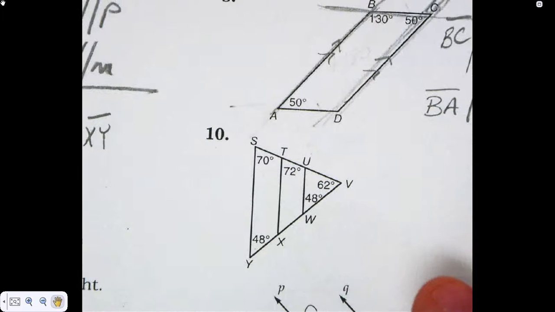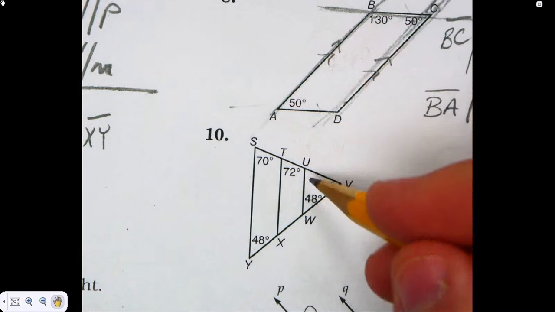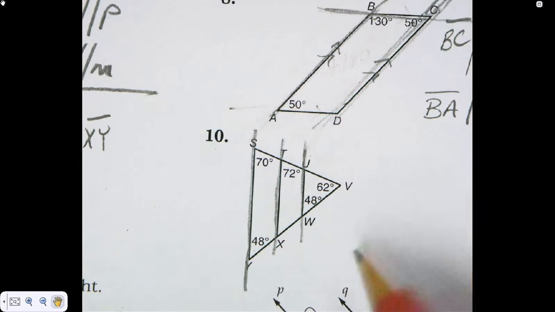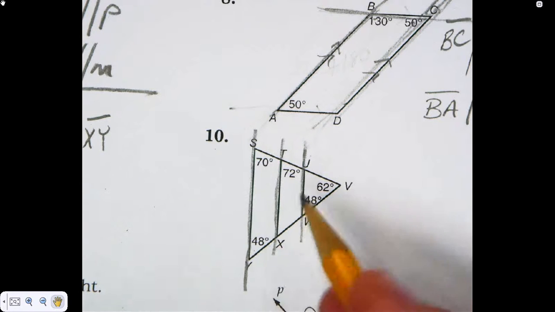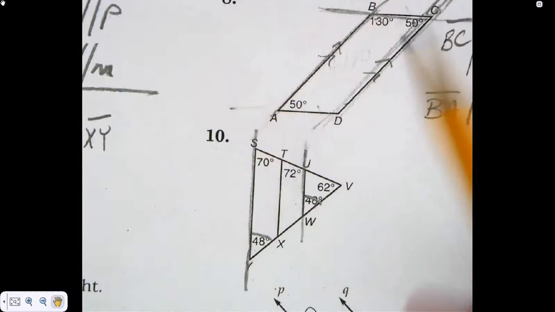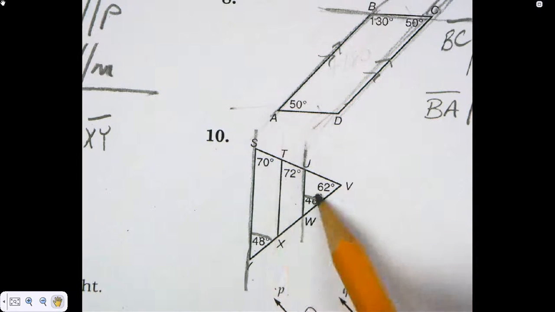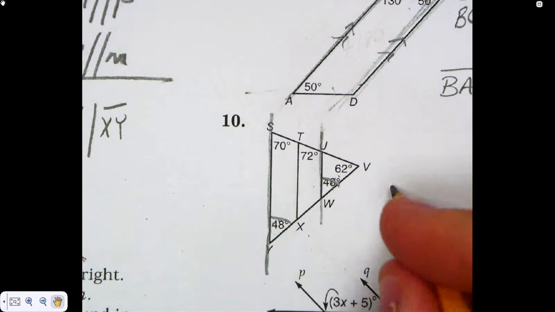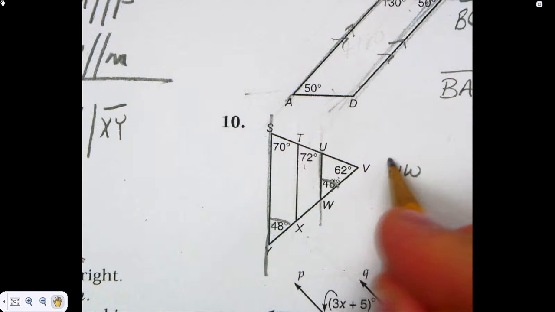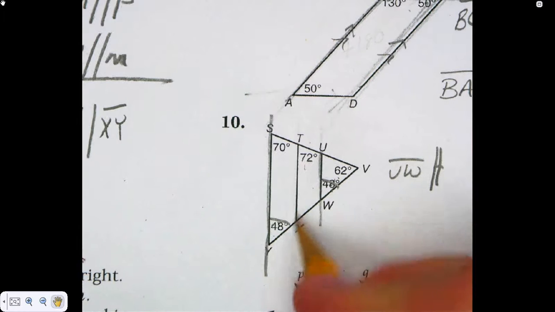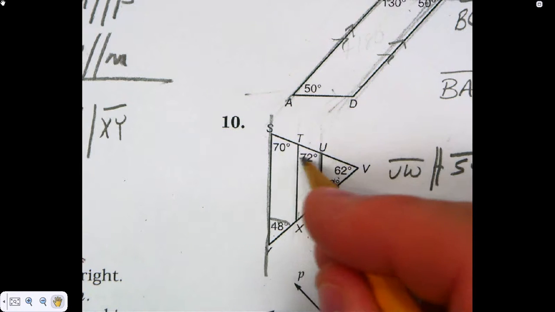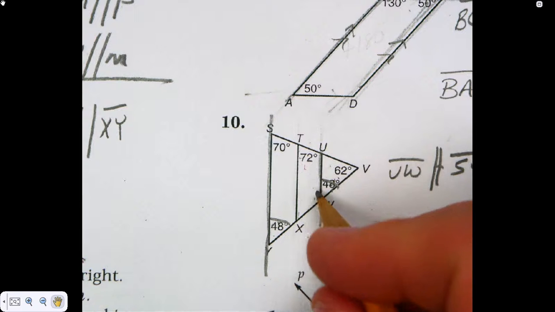Look at number 10. These are the ones we need to consider for being parallel, correct? Only do two at a time, though. Do you see any angles that relate to the other? 48 and 48. These two are congruent. What are those? How do they relate to each other? Erase the middle one in your mind. What are they? Corresponding angles. So I could say right now, because I have a set of corresponding angles congruent, that UW is parallel to what? SY. Now what about this one? If this is 48, what's this got to be?